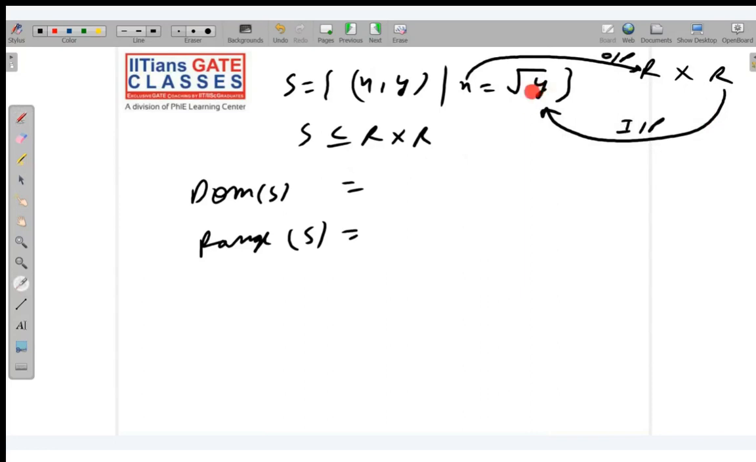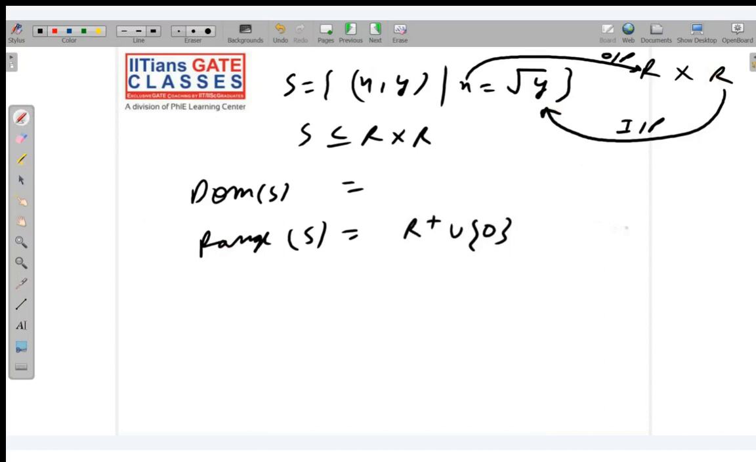Can I supply any real number here? Can I supply -2? No, sir. No. So negative real numbers are not allowed. Is 0 allowed? Yes. So again R plus union {0}. So this will be what? Second is what? Range, na? Second is range. So range will be R plus union {0}.